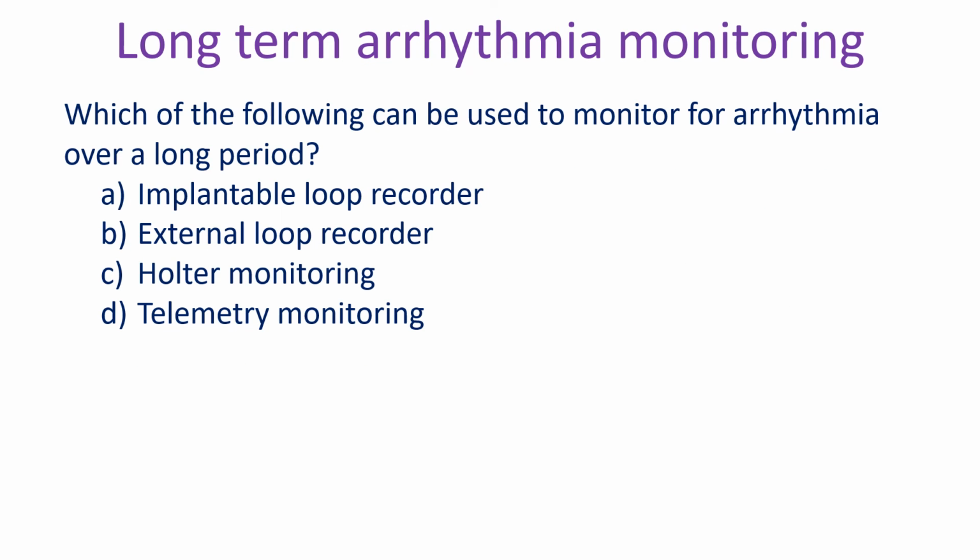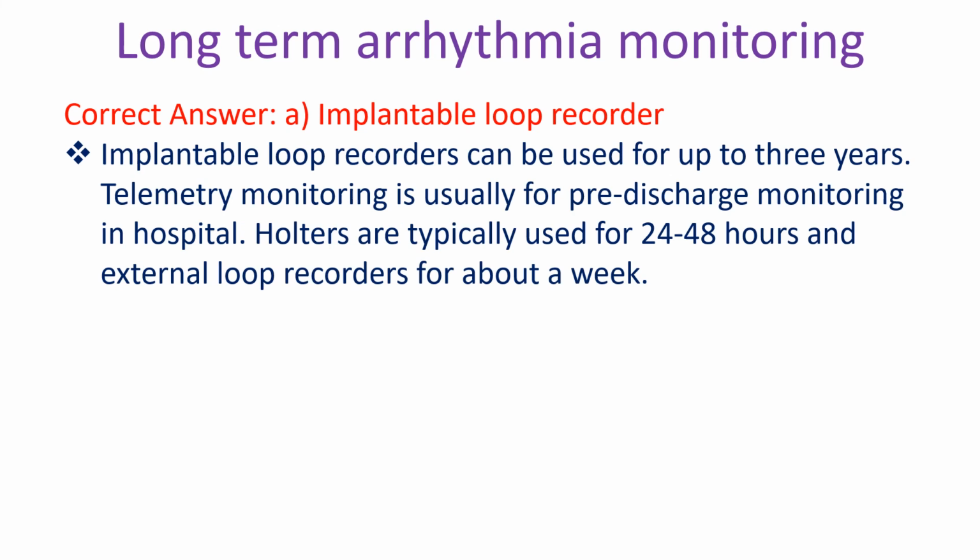Which of the following can be used to monitor for arrhythmia over a long period? A. Implantable loop recorder. B. External loop recorder. C. Holter monitoring. D. Telemetry monitoring. Correct answer A.